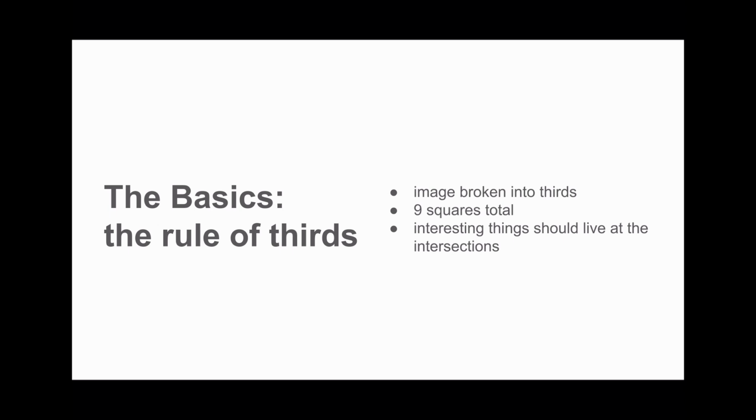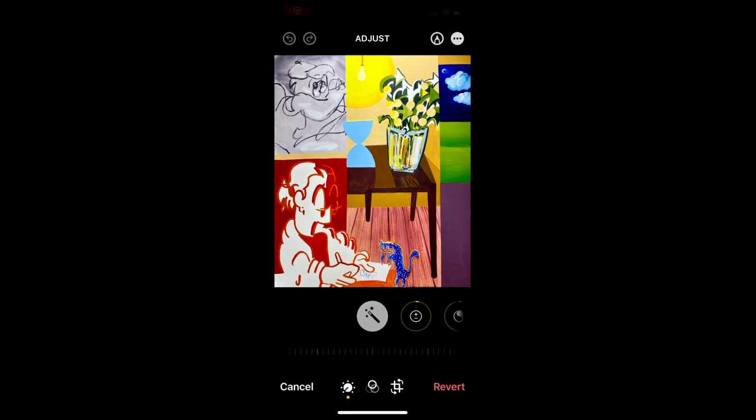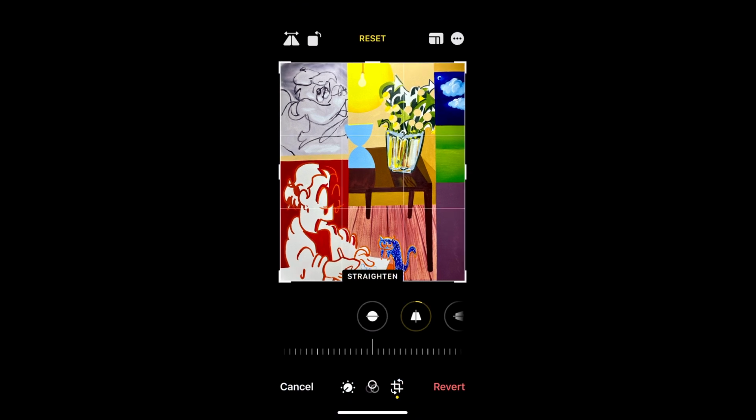So what does that mean? Here's an image of mine, a painting I finished recently, and I'll show you how in your photos you can edit it and you can actually manipulate the grid and you can use that to place things at those intersections. So let's go into our edit on our photo.